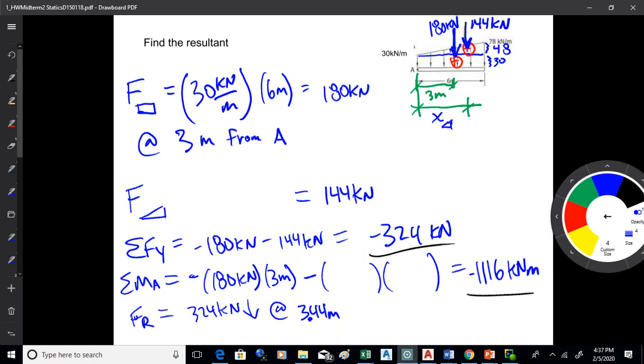Where does the 3.44 meters come from? The 3.44 comes from the fact that if you want a distance, the relationship there is that the moment is the force times the distance. So if you want the distance, you take the moment over the force. It's how far over you would put the force to cause the moment. Okay.